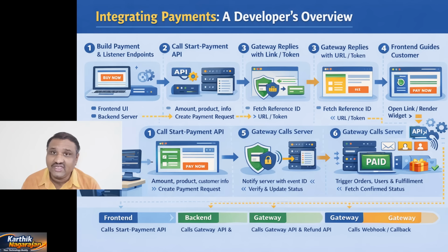Across all gateways, the communication paths are always the same, three directions. So whatever we have discussed, at the end of the discussion, it is all three directions. Front end to back end for starting payment and checking status, backend to gateway for creating payments and refunds, and gateway to backend for confirmations through webhooks or callbacks. And the front end never trusts itself for final payment truth. It only displays what the backend confirms.